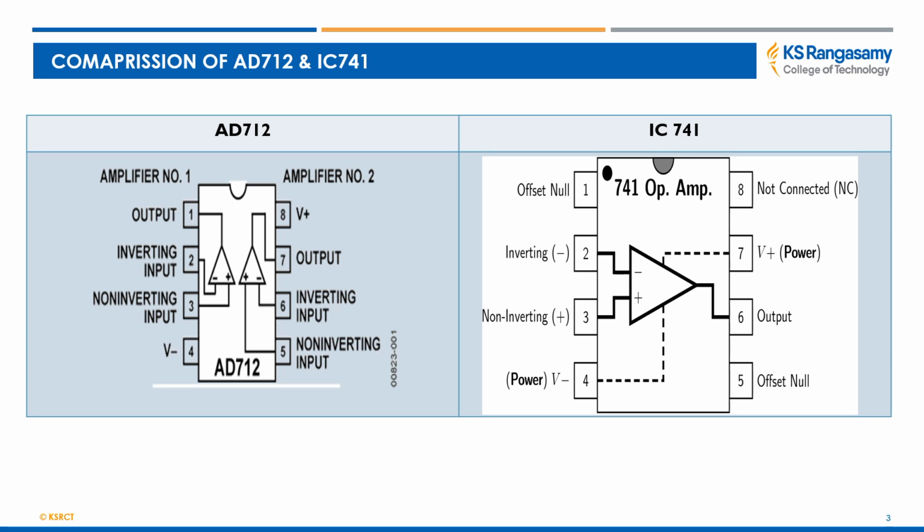Comparison of AD712 and IC741 pin diagram. AD712 has two op amps, with two inverting inputs, two non-inverting inputs, two outputs, and two power sources, which are VCC and minus VEE. In comparison, IC741 has only one op amp, one inverting terminal, one non-inverting terminal, and one output, but also has two power sources, two offset null pins, and one not connected pin.